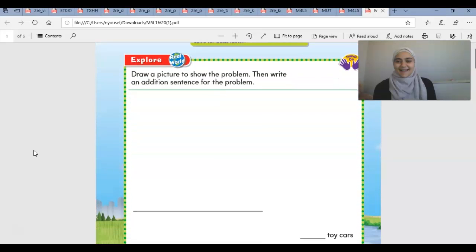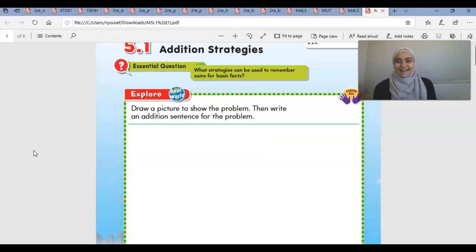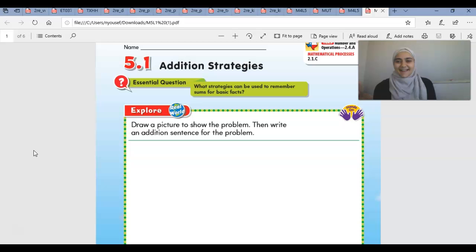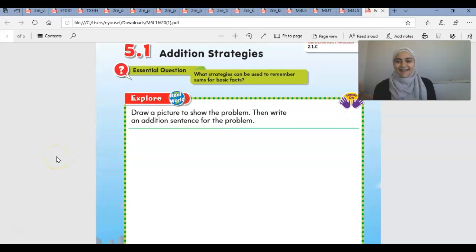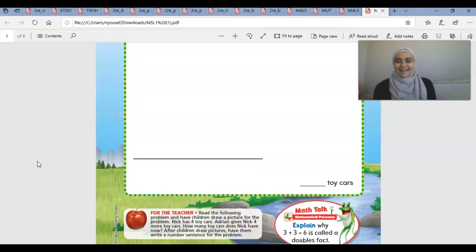We're on Module 5.1. That is page 147. Please follow along with me. I'll give you a minute if you need to take that out. Go Math book, section 5.1. Okay, so let's go ahead and start reading.